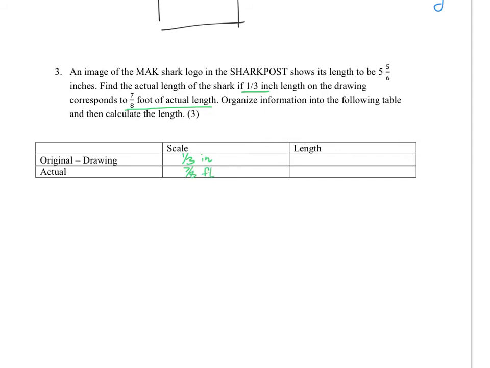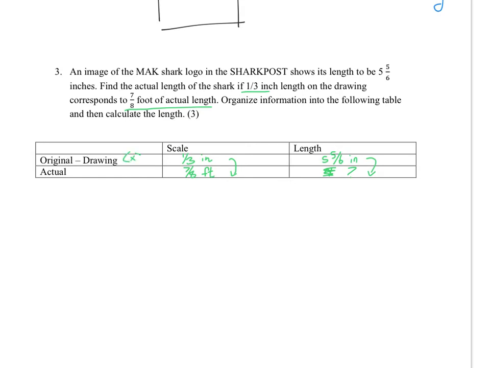Okay, and so the length in the shark post, it says it's actually 5 5/6 inches in the shark post. So using the scale, we got to figure out what this number is. And I put x here. Maybe I should put something else, but I'll just put question mark. We don't know. So we have to figure out to go from here to here. But we have the way to get it because we have the 1/3 and the 7/8.